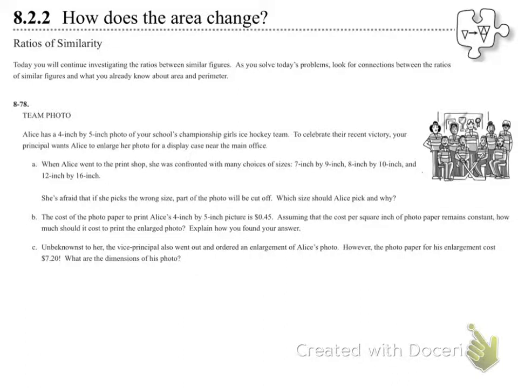So what we're going to talk about today is how the area changes as the size of a figure changes. This is kind of picking up from where we left off last week. We're going to be investigating ratios between similar figures, both with area and perimeter. So we're going to go past just the area we were looking at and now also include perimeter. We're going to do question 78 fully together as a whole group.